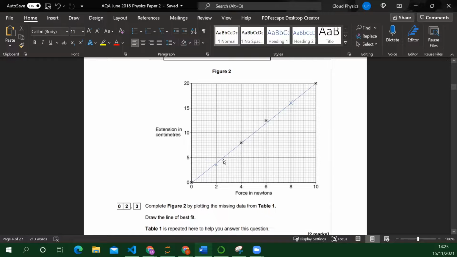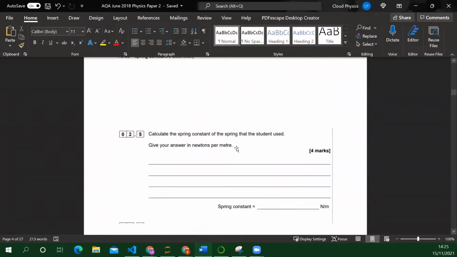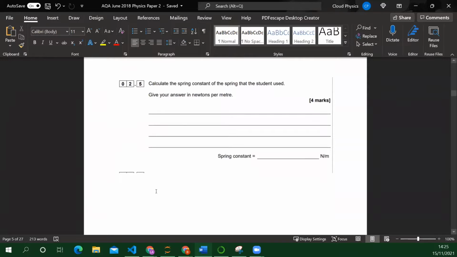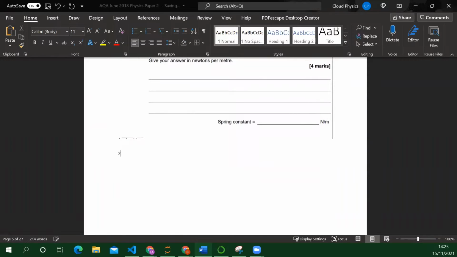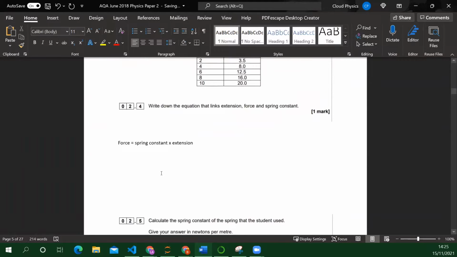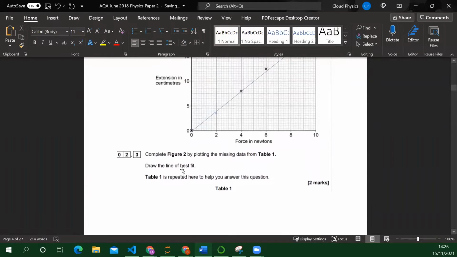This is force in newtons, so that's 5. It says 0. So it's 2.6 newtons. We'll write it down here. Give it a space. 2.6 newtons. And extension 2.6.